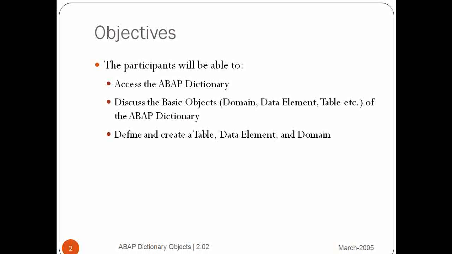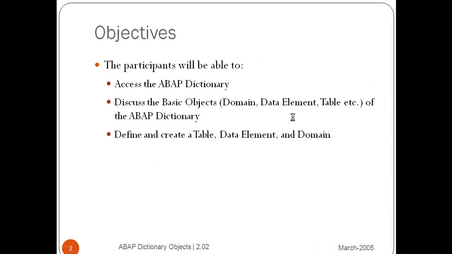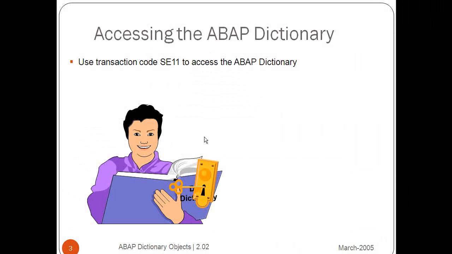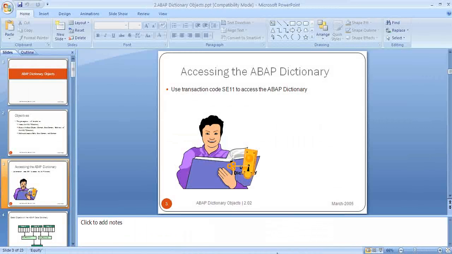Now dictionary objects. Now we'll find what the dictionary objects are: access the ABAP dictionary, discuss the basic objects, domain, data element, table, etc. Define and create a table, data element, and domain. I already covered some of these things. The transaction code is SE11. Let me show you once again.